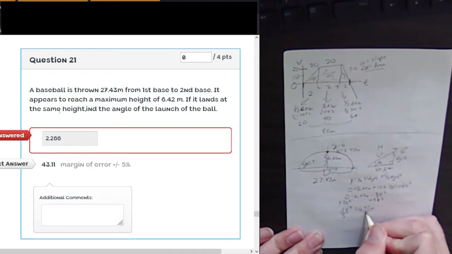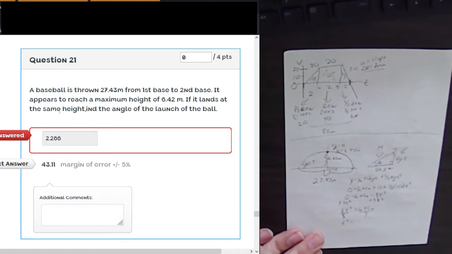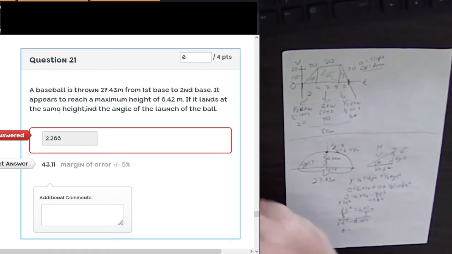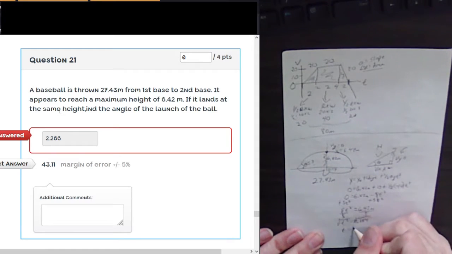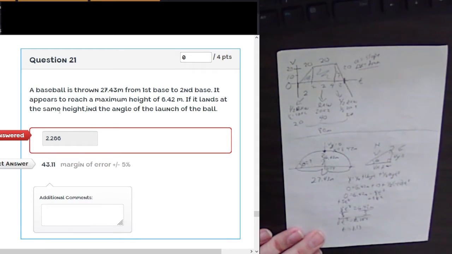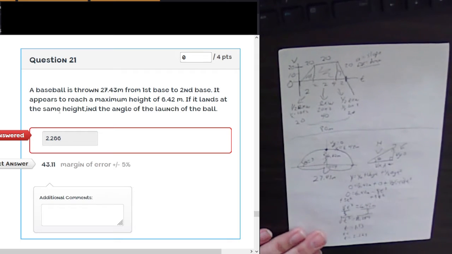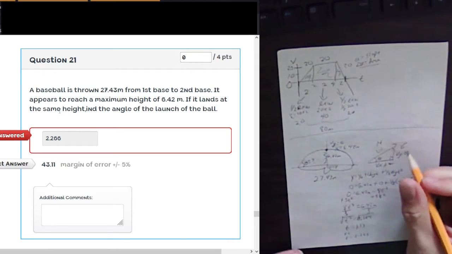So we get 5t squared equals 6.42 meters. We can divide both sides by 5. So we get t squared equals 6.42 divided by 5. Maybe 1.284, and then we can take a square root of that. And t equals 1.13. So that's going to be the time for half. The time for the whole thing, we'd have to multiply by 2. So this times 2 is the time of the whole thing, 2.26 seconds.